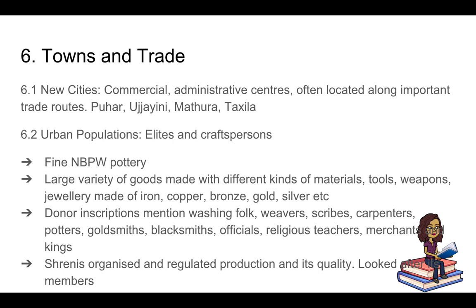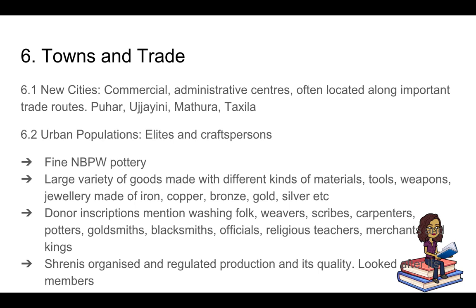What were urban populations like? So there was a mix of both elite and craftspeople. We have found NBPW or Northern Black Polished Ware Pottery, which was a very fine grade of pottery. So perhaps this kind of pottery was being used by the richer people living in the city. We have also found evidence of a large variety of goods made with different kinds of materials. So you have tools, weapons, jewelry, which were made of iron or copper, bronze, silver, shell, gold, and so on.